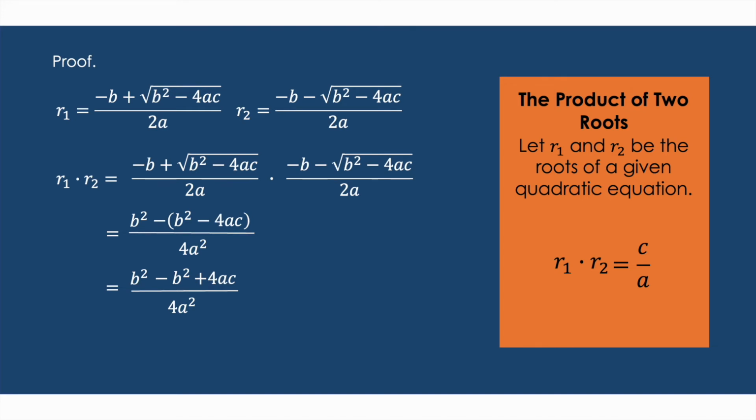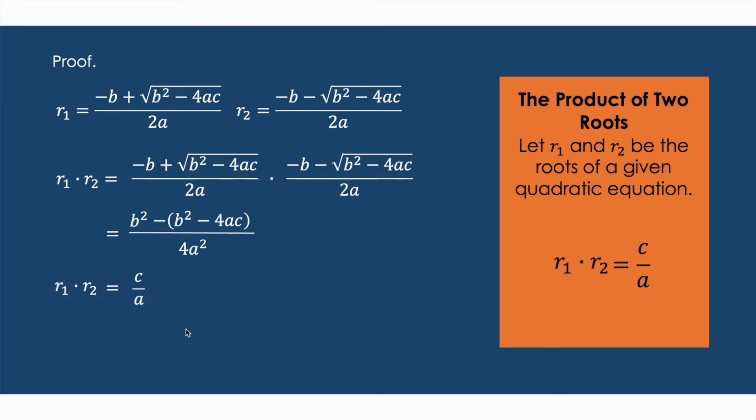B squared minus b squared is just 0, so that will cancel. As a result, we have 4ac all over 4a squared, and 4a squared can be written as 4 times a times a. 4a on our numerator and 4a on our denominator will cancel. So, the final output is c over a.